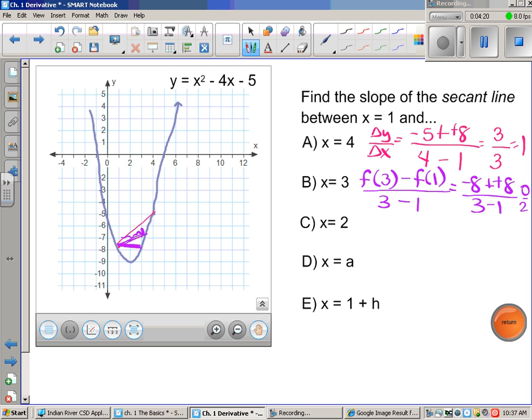How about at 2? Well, of course, for 2, we've got this slope. What do you expect that slope to be? Positive, negative, 0?